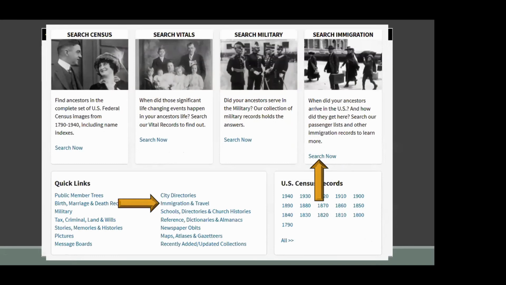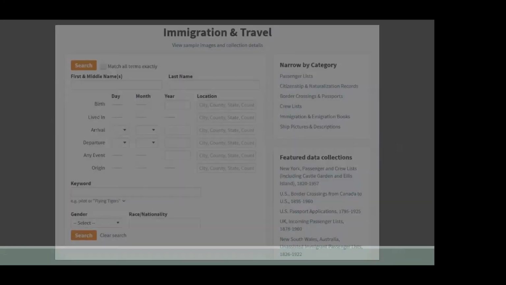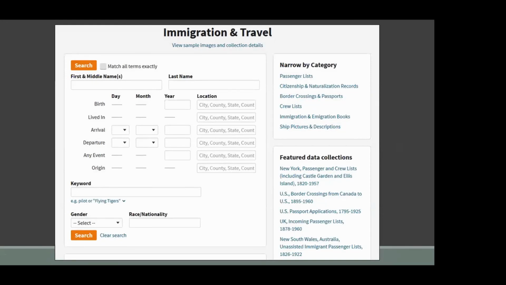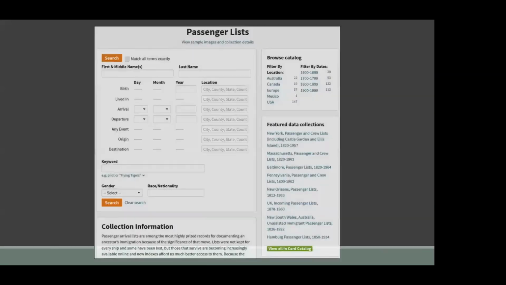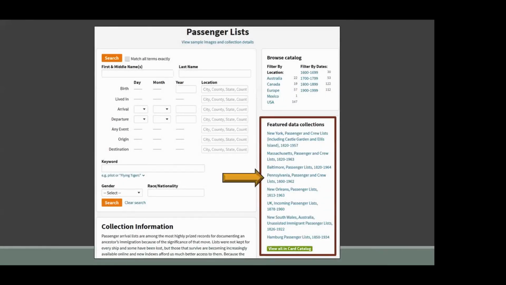Both of these links take you to the same page, in which when you're here, you could do a search, or you can narrow by category, because as you can see from today, there's a number of different types of records besides passenger lists that have to do with your immigrant. So you can search among the passenger lists, naturalization records, and other supplemental type records here. In the passenger list, they do have featured data collections. These are the more popular ones.